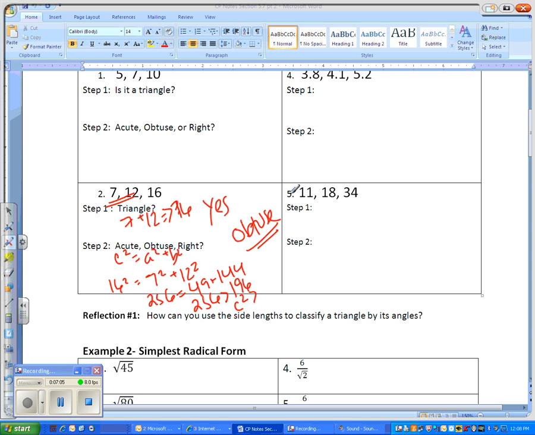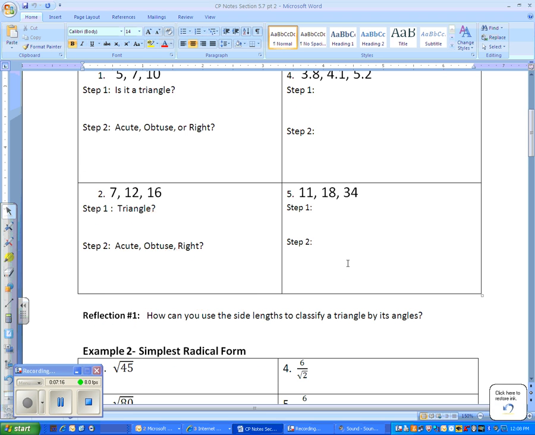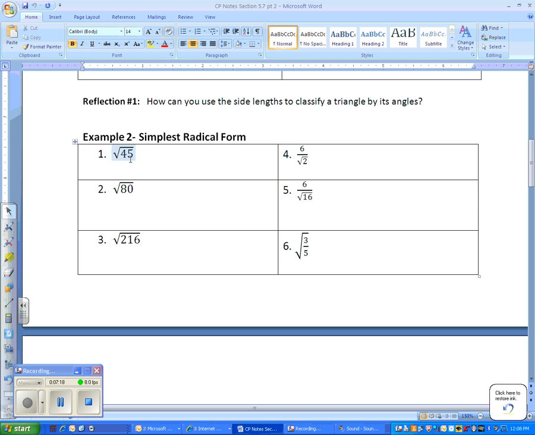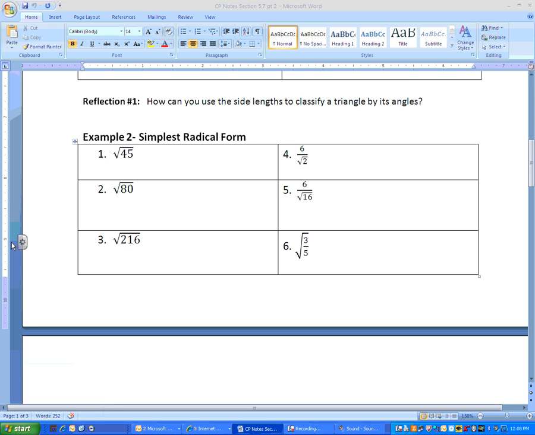All right, so try number 5. And then I want you to answer reflection number 1. How can you use side lengths to classify triangles by its angles? And then I want you to practice simplifying the radicals. That's something that we haven't done a lot with this year. You should know how to do 1, 2, and 3 based on the last video.